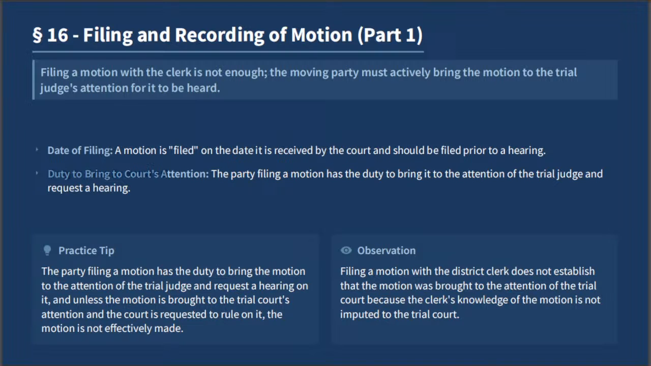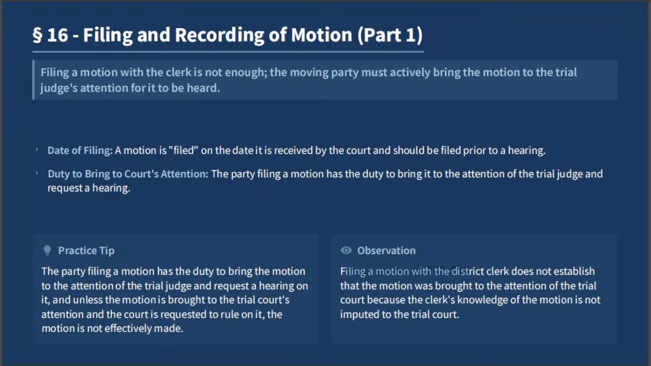Duty to bring the court's attention. The party filing the motion has a duty to bring to the attention of the trial judge and request a hearing. So our practice tip: the party filing a motion has a duty to bring the motion to the attention of the trial judge and request a hearing on it. And unless the motion is brought to the trial court's attention and the court is requested to rule on it, the motion is not effectively made. So you've wasted time filing if you don't bring it to their attention.